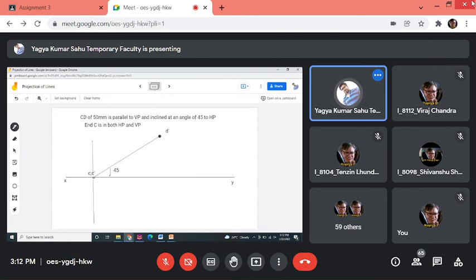What do we draw from here? Directly draw a projector line perpendicular to XY. Now what about the place of point D? Where will we get D? On this projector line, anywhere you will get D. But tell me, where will be the position of point D? For that, draw a parallel line passing from C parallel to XY. So XY itself is the parallel line possible from C. So you'll get D on XY line.